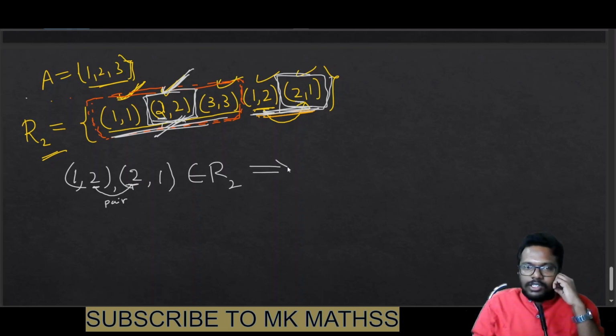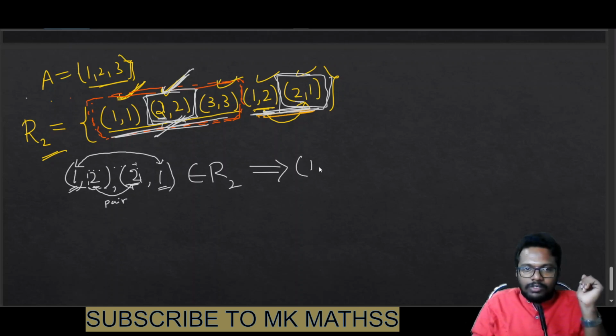Next, let us check for first and last. Now we have to connect first and last. The first element is 1 and the last element is 1. So neglect the middle part 2, and connect the first and last. Because it is a transitive relation, the first element is 1 and the last element is 1, so we get 1 comma 1, which is obviously present in R2.